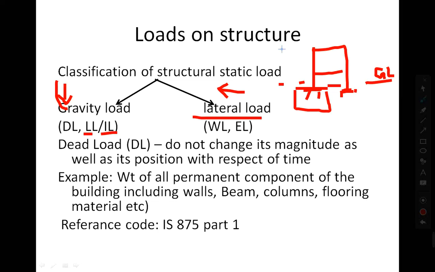So you know that when the wind is blowing, the wind directly acts on the surface of the building. Surface means the wall. On the wall the load is acting. So this load is acting on the superstructure, whereas earthquake load is acting at the base of the structure. Both loads are lateral loads, acting in the lateral direction. So that's why these loads are called lateral loads.